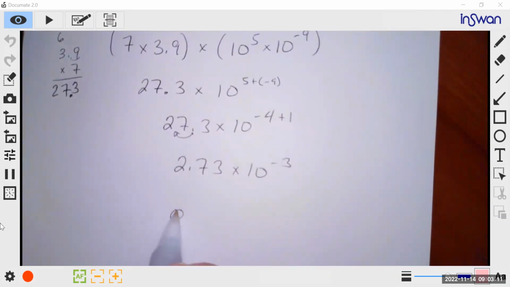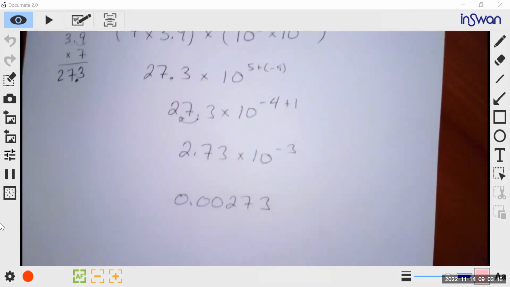Which would look like 0.00273. Because you could be asked to put it in both ways. Since the original question was given to you in those long and small numbers, it may want you to put it in the same format. So far, so good.